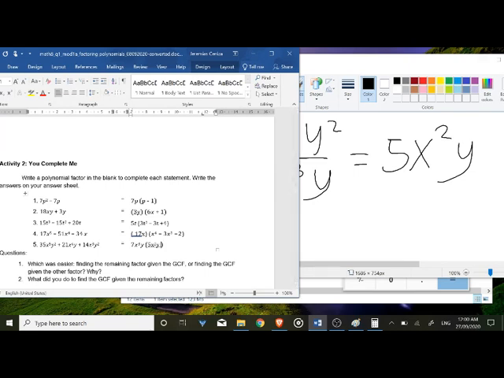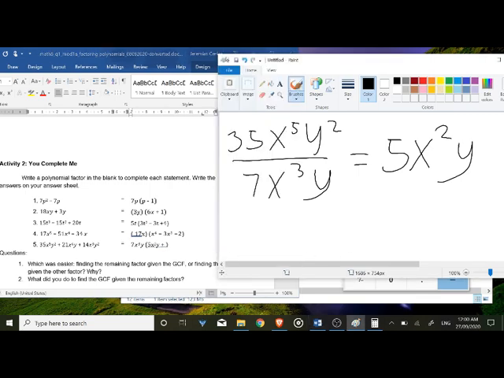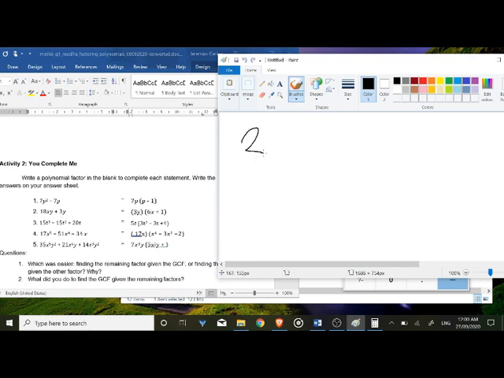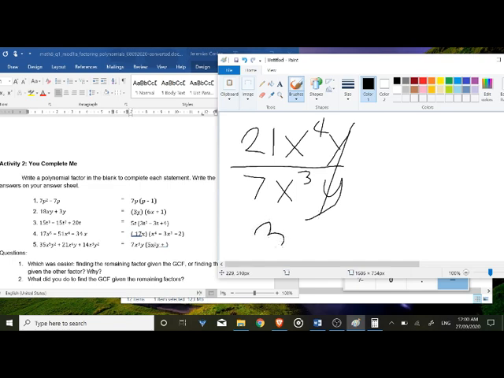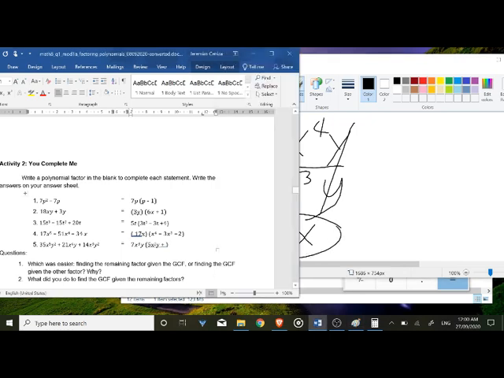Next, plus sign po tayo. The second term na naman, that's 21x to the 4th power times y divided by the greatest common monomial factor, which is 7x cubed y. So this is 1. 21 divided by 7, that is 3x. So therefore our second term is 3x.